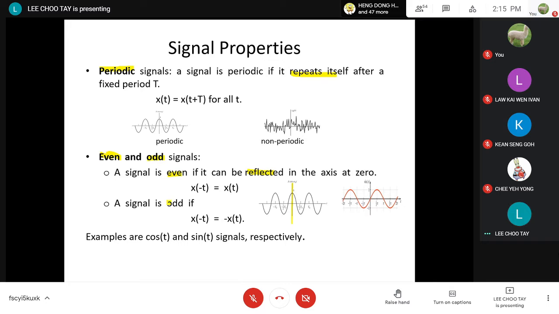For an odd signal, by definition, x at time minus t is actually the negative version of the signal at time t, positive t. If you look at this one, this is a sinusoidal wave. At a positive time, the value here is positive, then on the other side, when the time is negative, the value is negative. So that is an odd signal. Okay, so that is for periodic, even and odd.